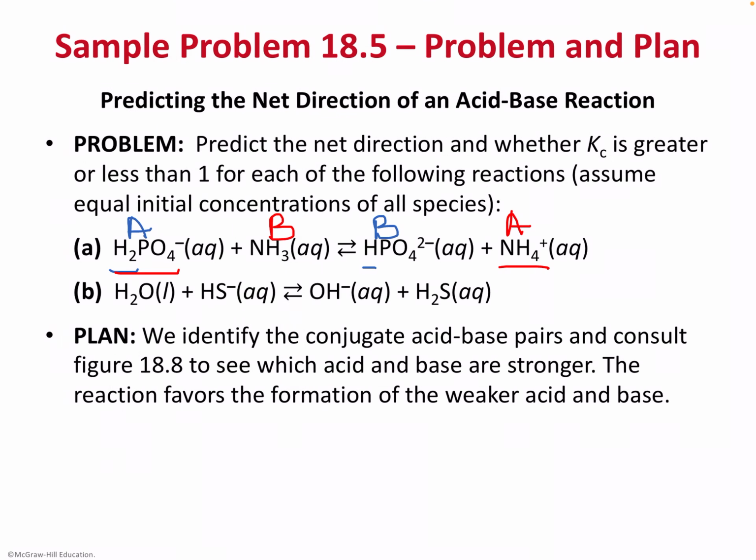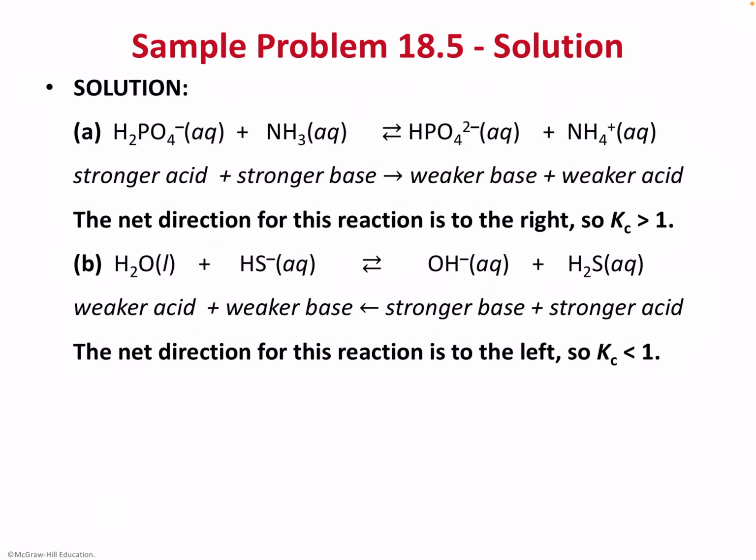So then, which direction do you think the reaction would proceed? We just found out from our table that ammonia is a strong base and H2PO4 minus is a strong acid. So the strong acid and strong base will give you a weak acid and a weak base. So the reaction will proceed to the right, and Kc would be greater than 1.